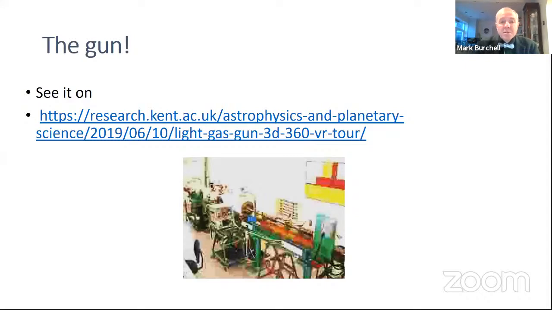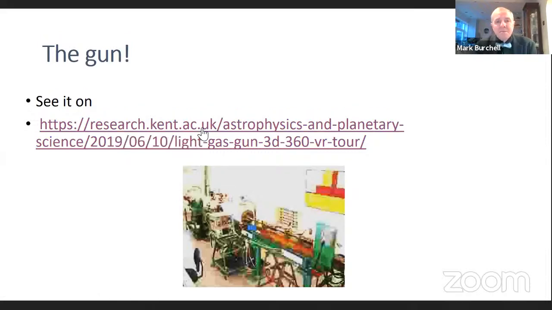So to do this, we've got a gun in our lab. There's a terrible photograph at the bottom, but it's about a 5 meter long gun, which can fire at the right sort of speeds, 5, 6, 7 kilometers a second. And if this works, I know we're on YouTube, but for a minute, maybe even less, if it will start, I will show you, you can visit our gun lab. That's a better picture of our gun lab.